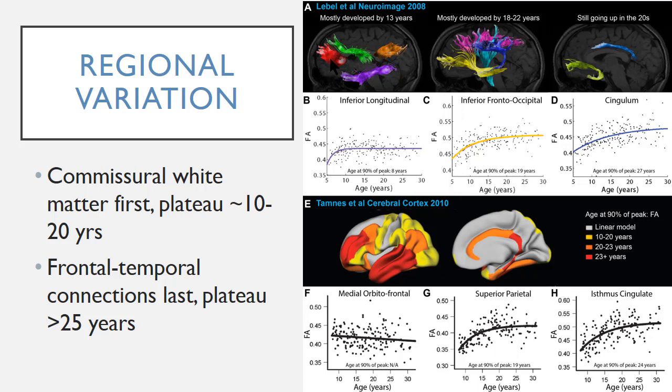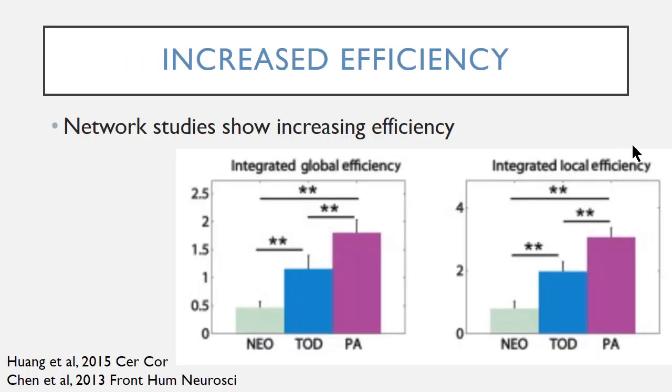And sort of consistently, these colossal areas, the temporal pole here, for example, seem to peak quite early, or plateau quite early. And then the cingulum, the uncinate, these frontal temporal regions, you can see in red here, are the later developing ones that really keep developing into the 20s. So there's this relatively consistent regional variation with early development in commissural, colossal white matter, and later development in frontal temporal areas. The network studies pretty consistently show increasing efficiency in childhood and adolescence.